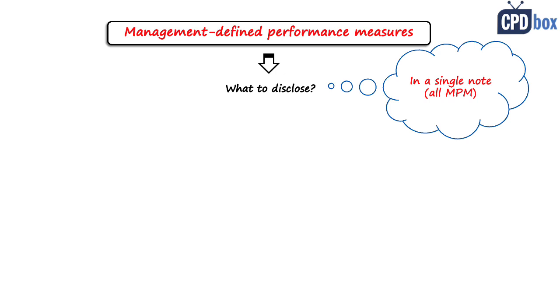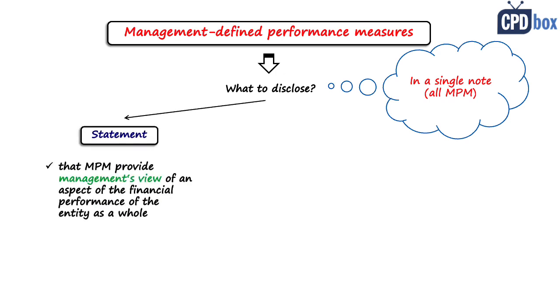First of all, the entity must state that management-defined performance measures provide the management's view of an aspect of the financial performance of an entity as a whole, and that they are not necessarily comparable with measures sharing similar labels or descriptions provided by other entities.